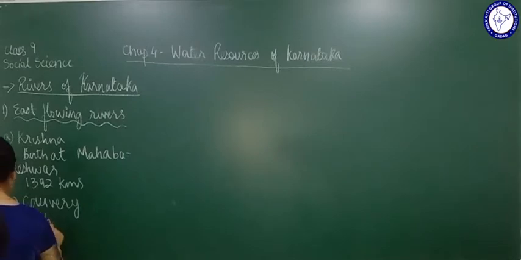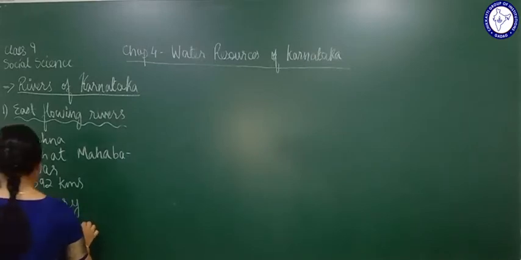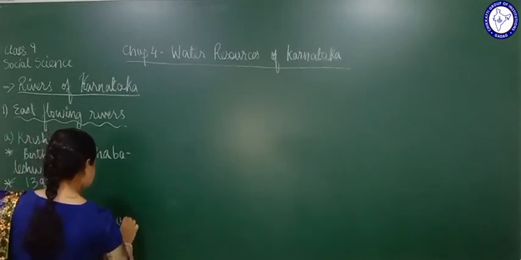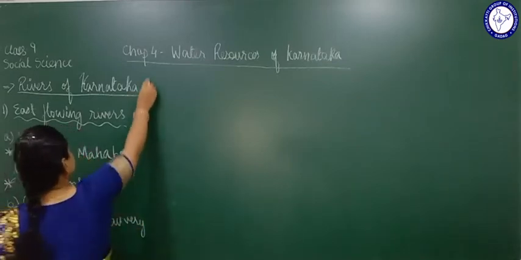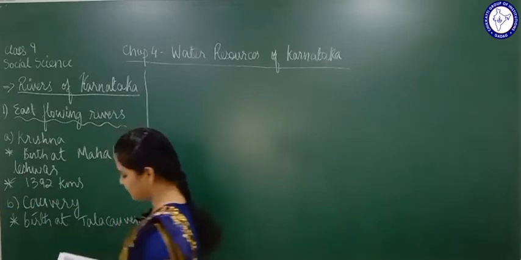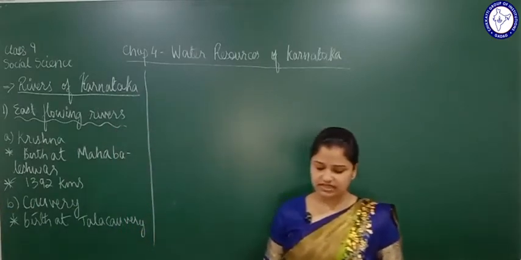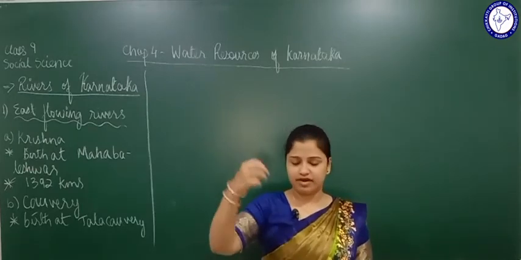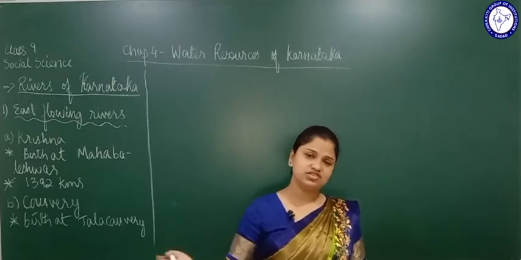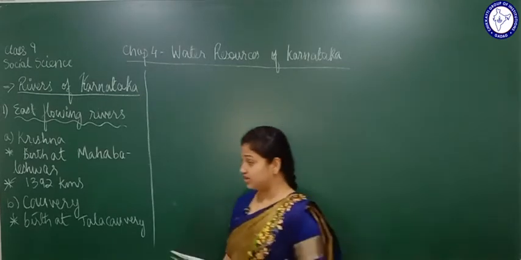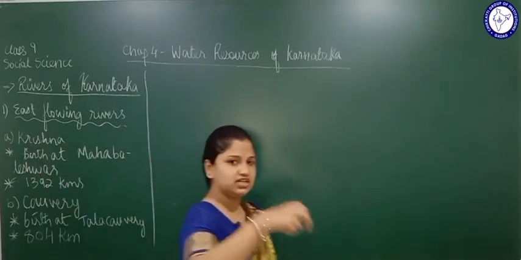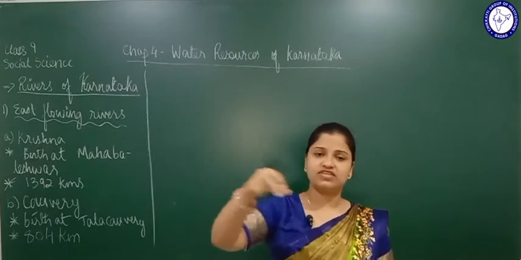Birth at Talakaveri. Okay, and from here again it will flow and reach the Bay of Bengal. So totally it flows from Karnataka and then enters Tamil Nadu and then it reaches the Bay of Bengal, right? So totally it flows for 804 kilometers. But in Karnataka only 380 kilometers of that river is present.